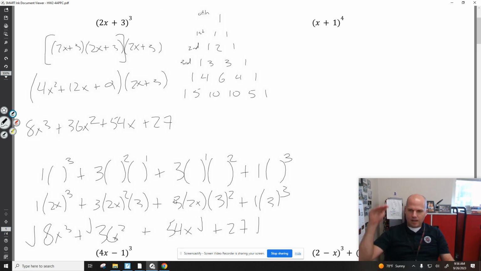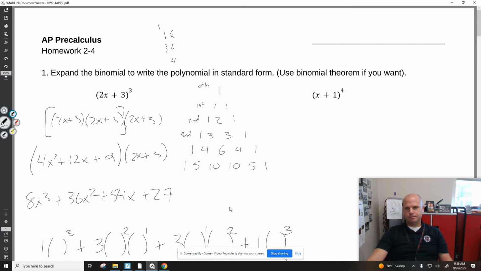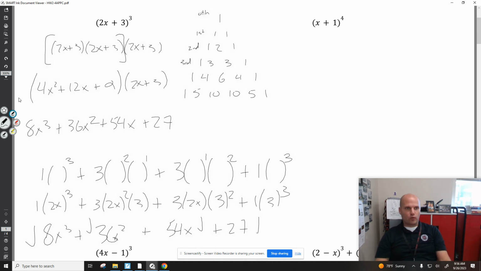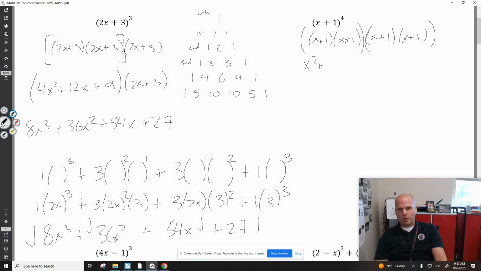I don't know. Brute force is probably all you need to do, but the binomial theorem is always there to help you. So let's brute force this guy. (x + 1), (x + 1), (x + 1), (x + 1). I'm going to just multiply these two together and these two together. I get x squared plus 2x plus 1. I'll multiply these two together. Same thing. Now when I multiply these two together, again, box it.